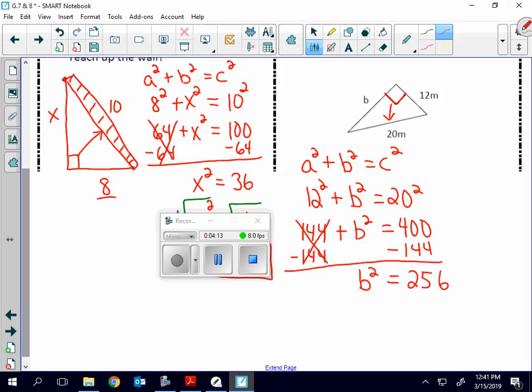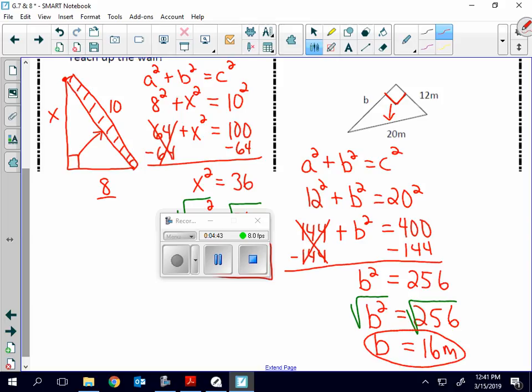Again, we don't have the answer. We have B squared. We just want B. How are we going to undo the squared? Well, I'm going to show it in this step. To undo the squared, I'm going to take the square root. The square root of B squared is B. That's what we want. And of course, we had to do it to the other side too to keep our equation in balance. And the square root of 256 is 16. So 16 meters is our missing side.